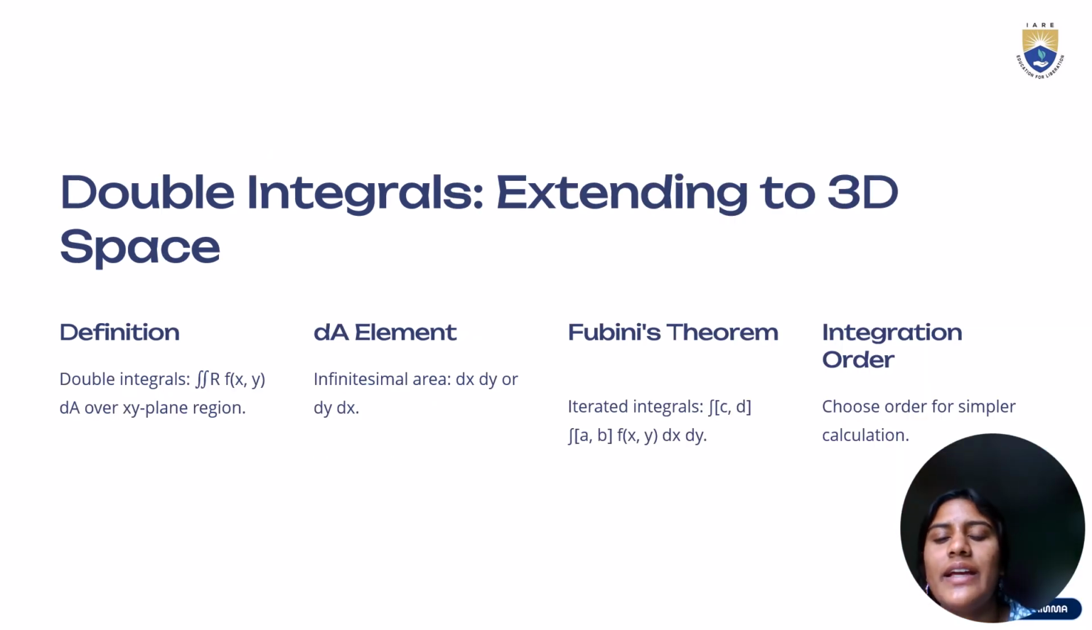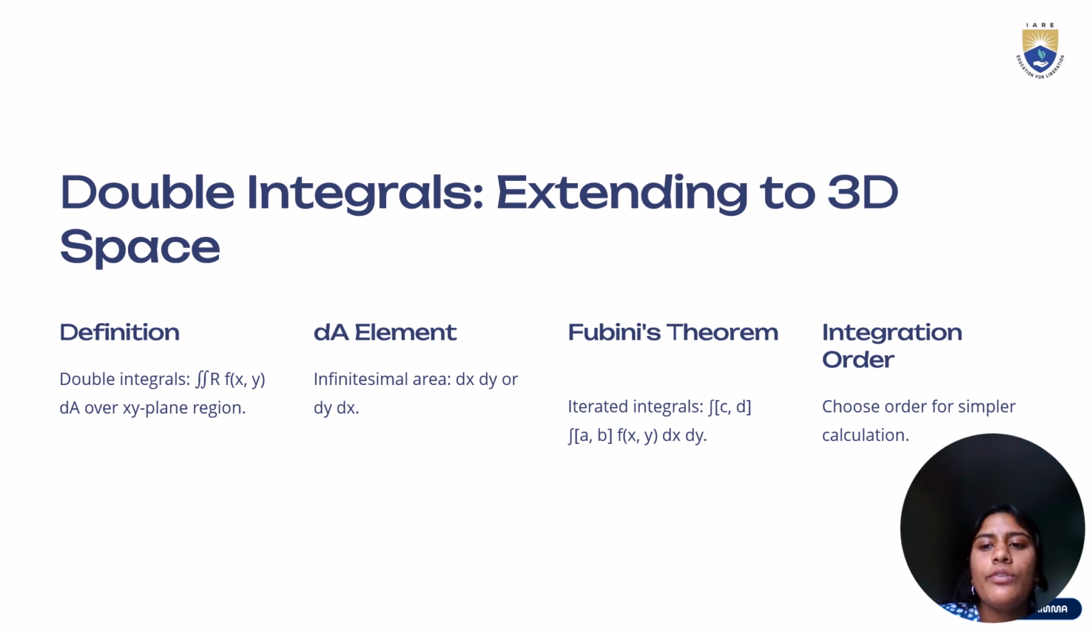Double integrals, extending to 3D space. Now we extend this idea to 3D space. Instead of just one variable x, we now integrate a function f of x comma y over a region R in the xy plane. So it is a 3D structure. Our double integral looks like double integral over R of f of x comma y dA, where dA represents a tiny piece of area, either dx dy or dy dx.